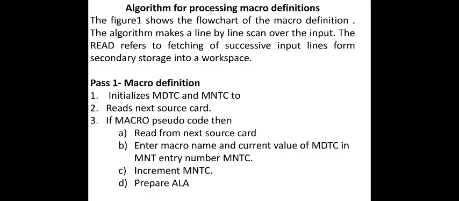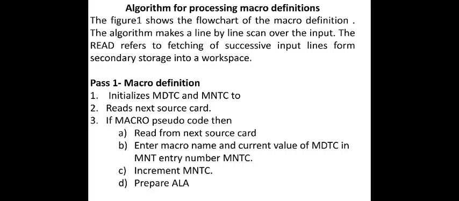Now let's have the pass1 macro definition algorithm. In step number 1, we are going to use two tables, the MDTC and the MNTC, which we have learnt in the previous session, for the task of initialization. Once it has been initialized with your MDTC and your MNTC, the second step is to read the next source card. You remember that the source card is 80 bytes wide.